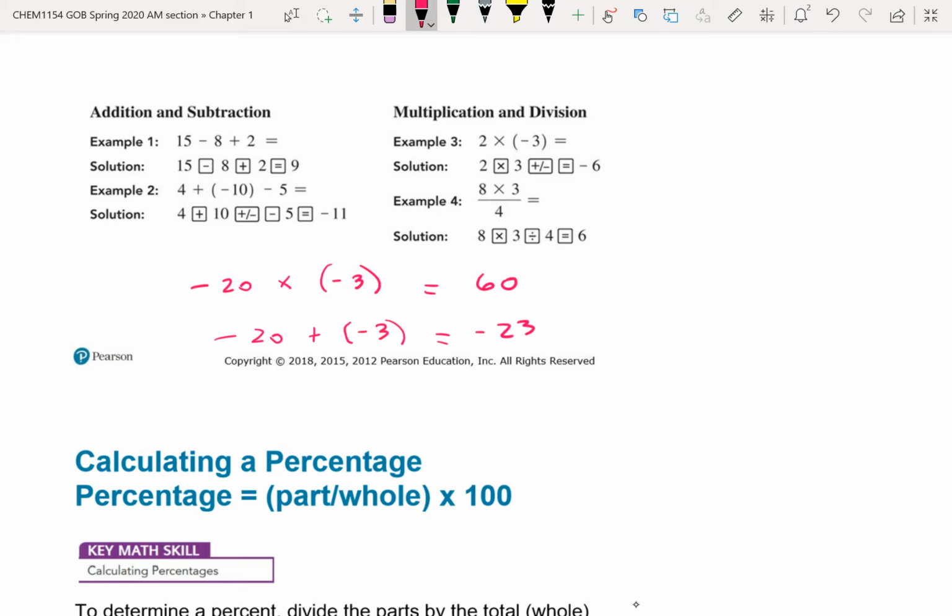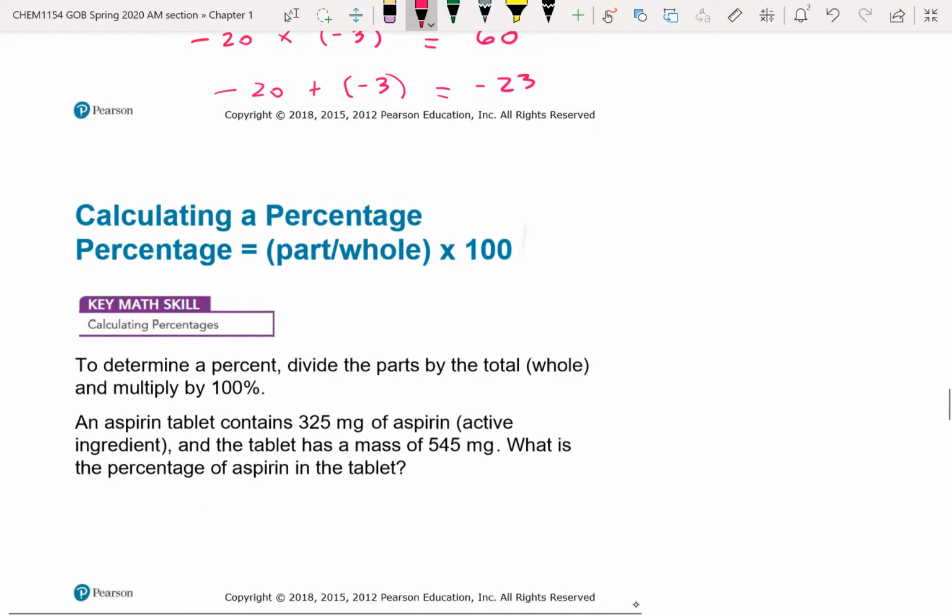All right. Any questions so far on signs, entering simple numbers in your calculator? Calculator use is a very important thing in chemistry, and we're going to get a little bit deeper into how we use them, especially when we get to scientific notation in a little bit.